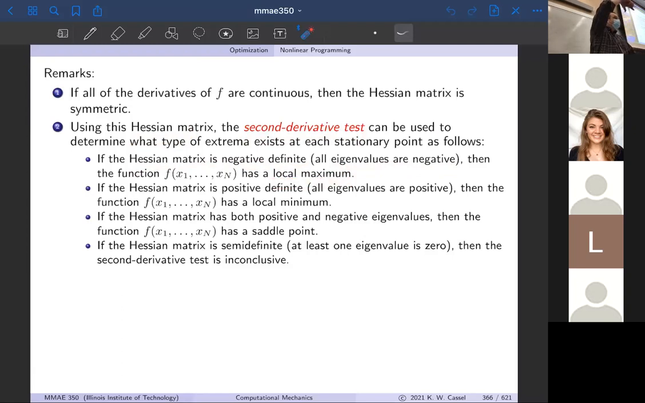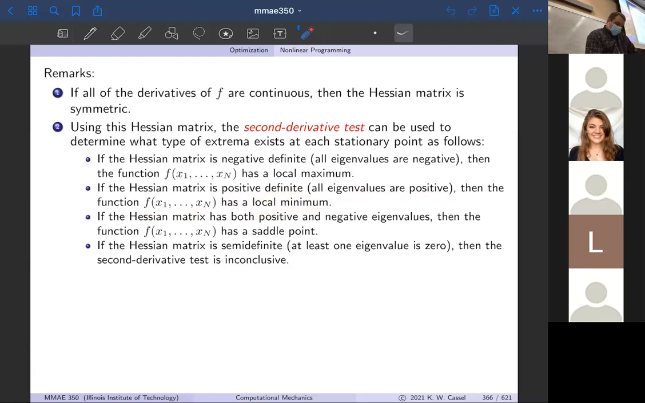So that's like the curvature being negative. If all of the eigenvalues are positive, so it's positive definite, then our function has a local minimum. So the curvature is positive, so it's a local minimum.